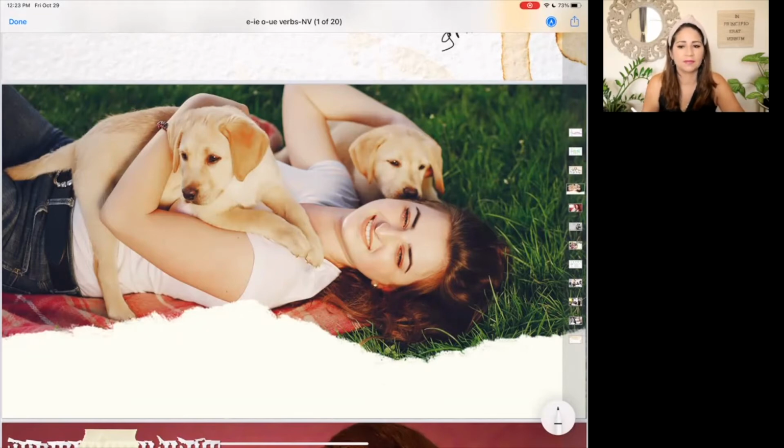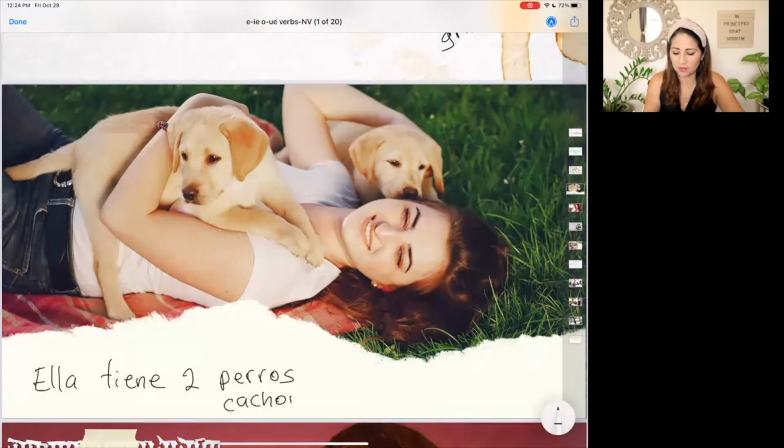You remember? I'll give you a second to think. Is it él? Is it ella? It's ella, right? It's a female. So ella tiene dos perros. We could say for puppies, the word is cachorros. So ella tiene dos cachorros. Okay. Bien.